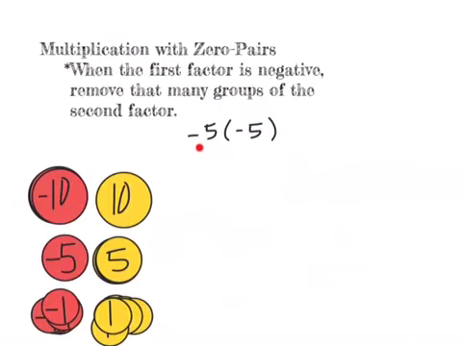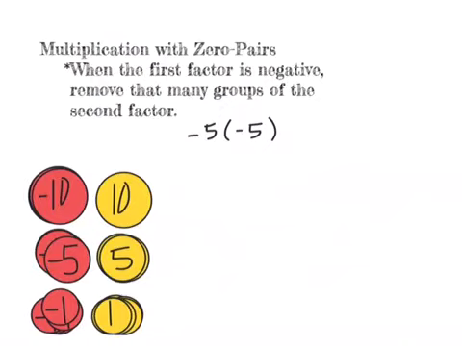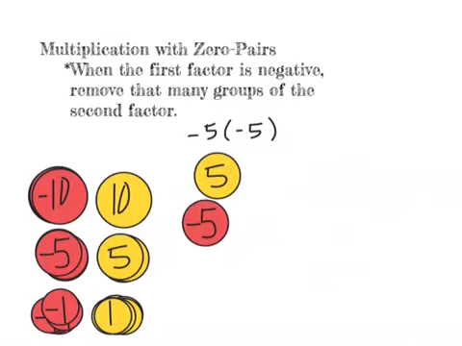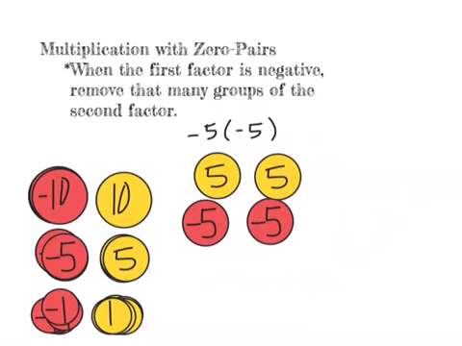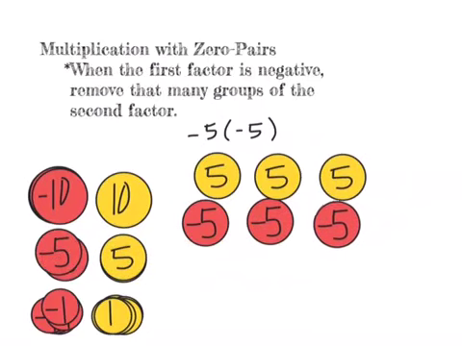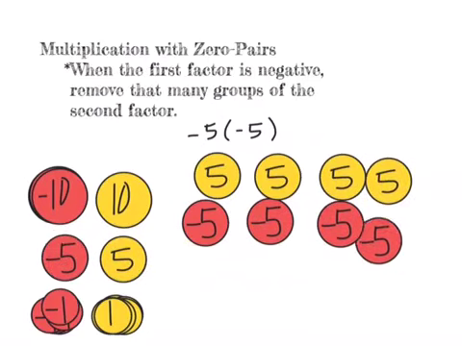Next problem, I've got negative 5 times negative 5. This tells me to remove 5 groups of negative 5. So again, I need to add some zero pairs to my field in order to be able to remove 5 groups of negative 5. So I'm going to create a field of zero pairs, all consisting of groups of 5. So first group, second group, here's my third group, fourth group, and fifth group.